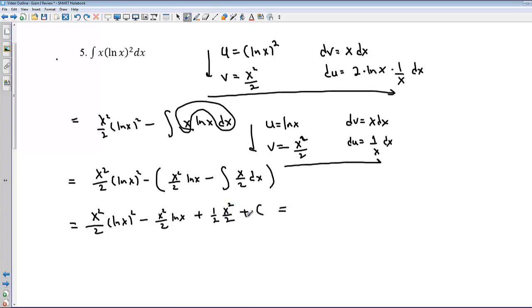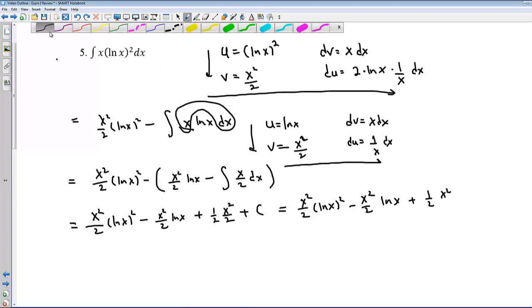And so now my final answer would be what? It would be x squared over 2 times ln of x, oops, that's a square, ln of x quantity squared, minus an x squared over 2 times ln of x, and then plus a 1/2 x squared over, oh, I guess I should do x squared over 4, right? Let's do that, because I should put those 2's together. I was kind of busy looking at something else there. So this is actually 4. So let's just wipe that out.